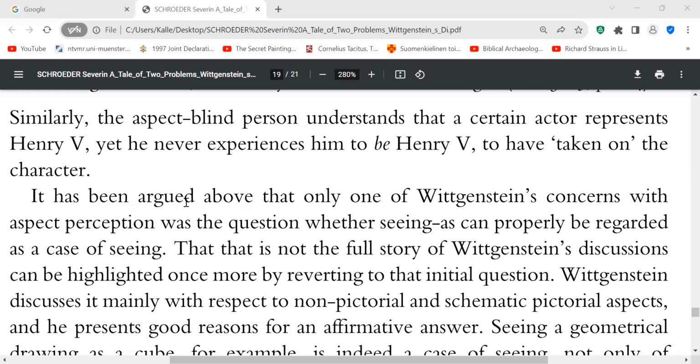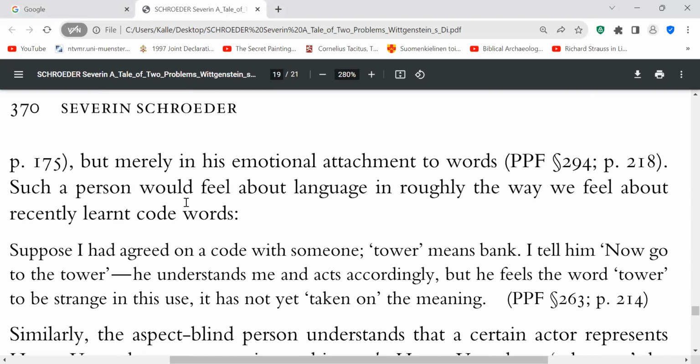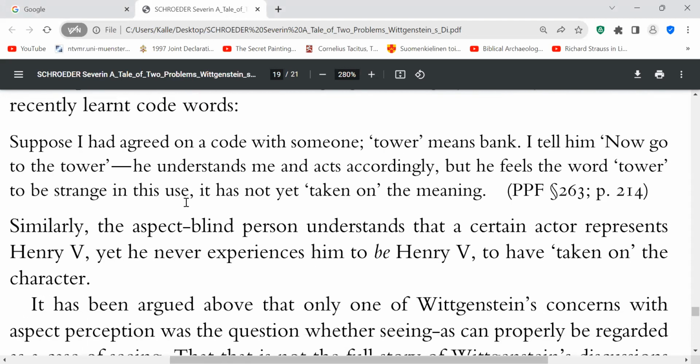For the aspect blind person, he does not have the experience of him to be Henry V. He can recognize him as Henry V, but he doesn't have the imagination. The asymmetrical thinking is simply not present in him. He is like the schizophrenic who can identify him as Henry V, but not in his bodily system.